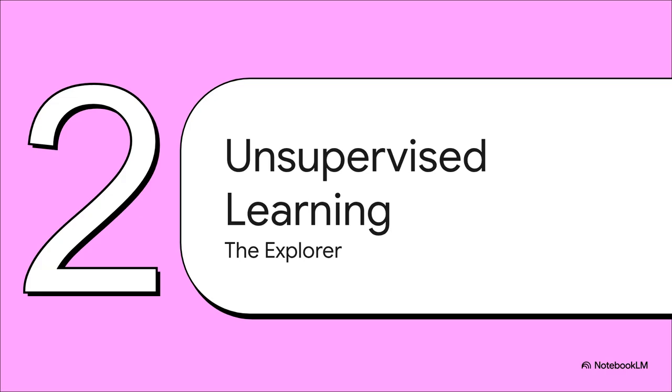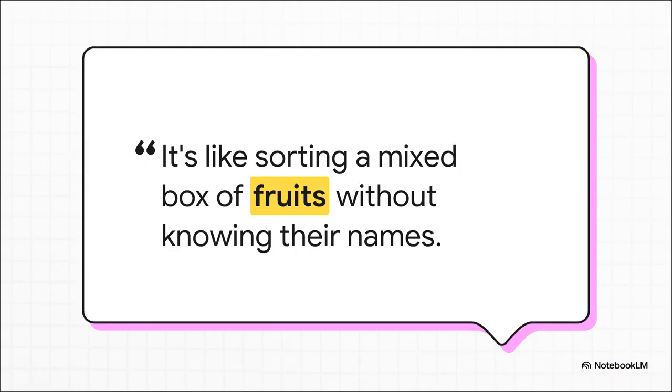All right, let's switch gears to our second type, which is a bit more adventurous. If supervised learning was our straight-A student, the teacher's pet, then unsupervised learning is the bold explorer, heading out into the wild with no map. Here's a great way to think about it. Imagine I just dump a huge box of mixed fruit in front of you. You don't know the names apple, banana, or orange, but you can still sort them, right? You'd naturally start making piles. Okay, all the small red round things go here, and all the long yellow curvy ones go over there. You find the patterns yourself.